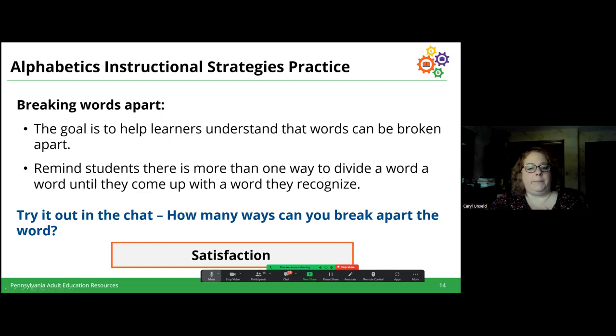Another example of something to do with students is breaking words apart. How many ways can you break a word apart? So I thought we could just take a second and try it out in the chat. How many ways can you break apart the word satisfaction? How many little words can you find in there? How many word parts and pieces can you find in there? If you want to just take a second and try to put as many as you can in.